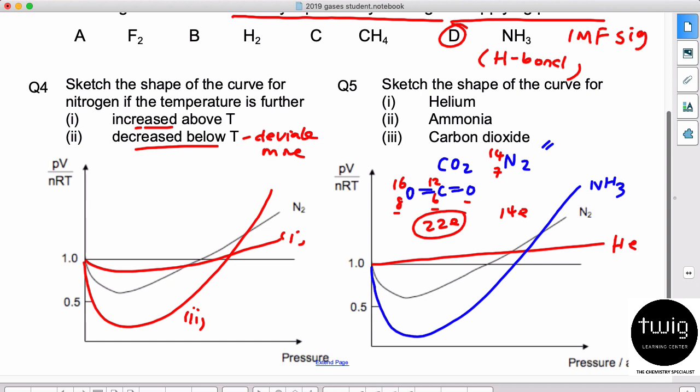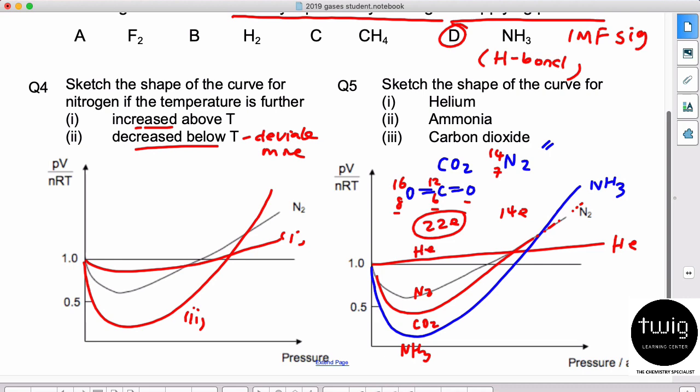So I'm going to draw, use a different color. So it's somewhere in between what? Ammonia and nitrogen. Good. So I'm going to draw something like this. The blue one is ammonia. Then this one is carbon dioxide. This is nitrogen. And this one is helium. Okay, so it works this way.